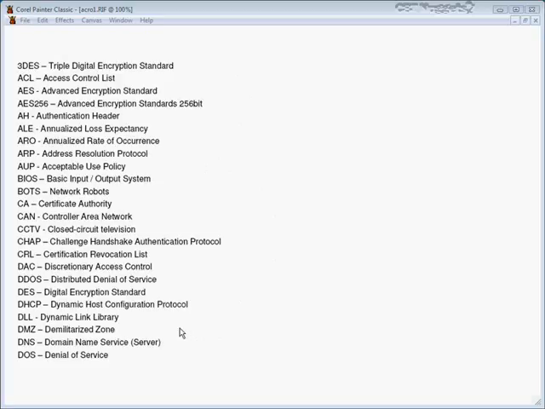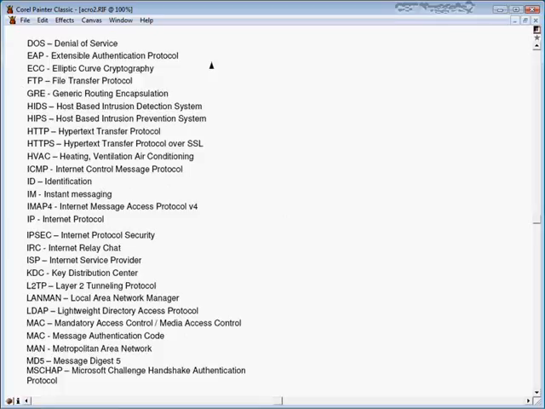Things like DMZ, Demilitarized Zone, or BOTS, Network Robots, or ALE, Annualized Loss Expectancy. Don't forget DOS, Denial of Service, and HIDS and HIPS, Host-Based Intrusion Detection and Host-Based Intrusion Prevention. IPsec, which is IP Security. LDAP, Mandatory Access Control, MS-CHAP. Feel free to pause this nugget and jot these acronyms down, and then go up to your favorite online dictionary and make sure you have a general understanding of what these stand for.